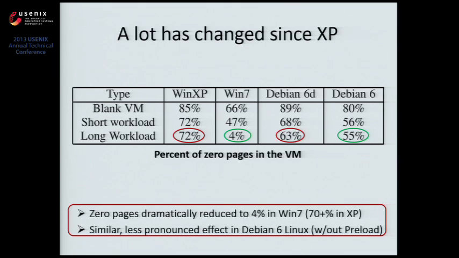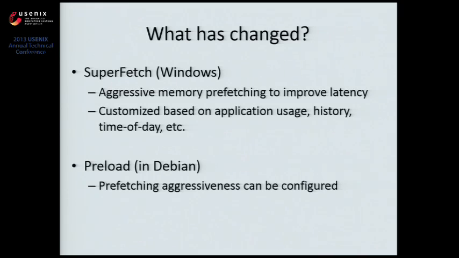And the case with Linux is similar. There is something called preload, which also reduces the number of 0 pages, but just not as aggressively. So what has changed? This is a process in the background called Superfetch in Windows and preload in Linux, which basically tries to make full use of the resources of the VM. If you have 2 GB or 4 GB, let me use it by prefetching things which you might need, and I can reduce your response latency. So this is great for user responsiveness, but what this does is use up your memory and do a lot of work, and as we will see, that will impede replay.